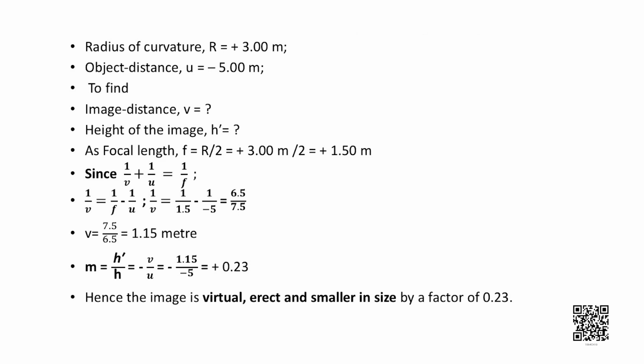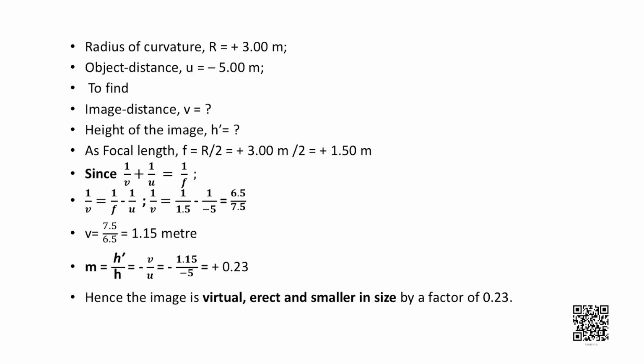Now, according to the mirror formula, 1 by v plus 1 by u is equal to 1 by f. Since we are required to find the image distance, we rearrange the formula as 1 by v is equal to 1 by f minus 1 by u. Now, substituting the values of u and f, we get v is equal to 7.5 upon 6.5 equal to 1.15 meters.